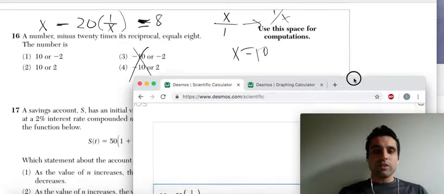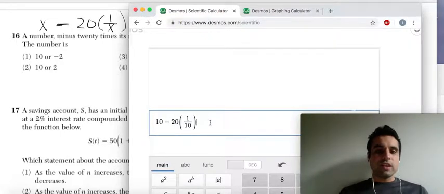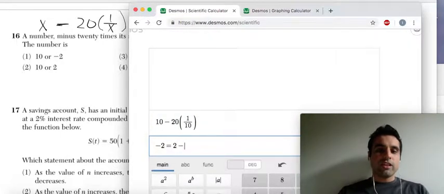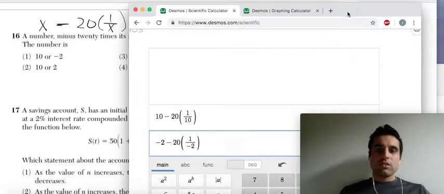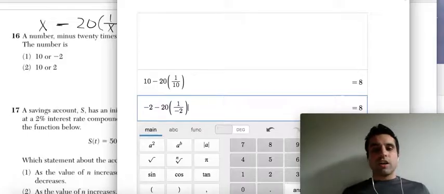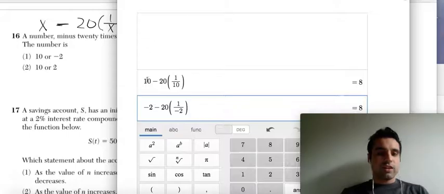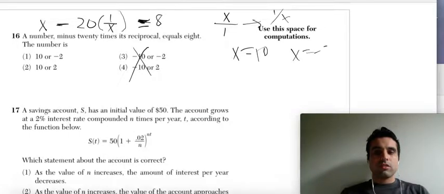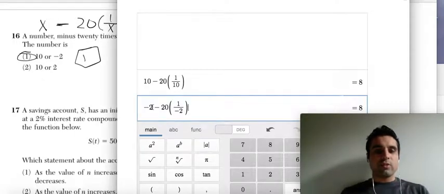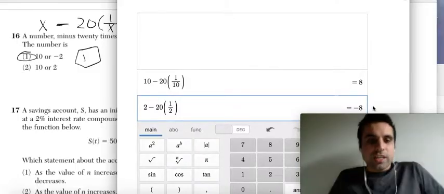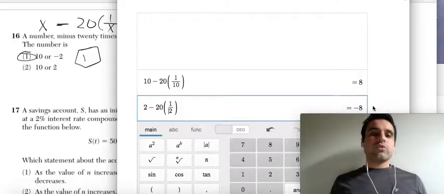Now all I'm going to do is substitute -2 for x instead. So let's try that. -2 minus 20 times 1 over -2 also gives us 8. So our answer is x equals 10 and x equals -2. So our answer is choice 1, just like that, guys. The calculator is really useful, and let's just make sure it doesn't work for, let's say, when x is +2, because I want to make sure we eliminate that choice. Yeah, when it's +2, we get -8, so that doesn't work. Our answer is choice 1.